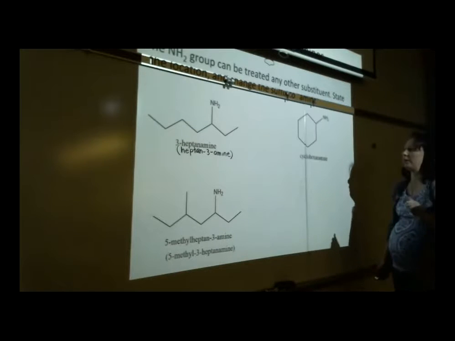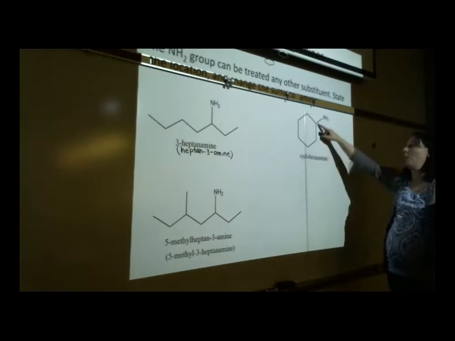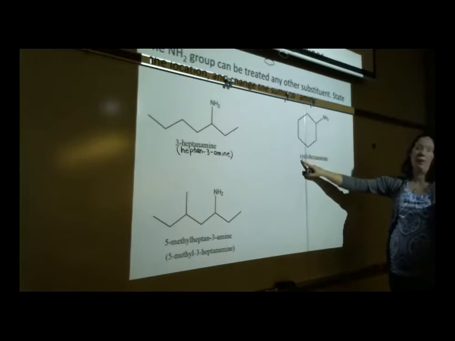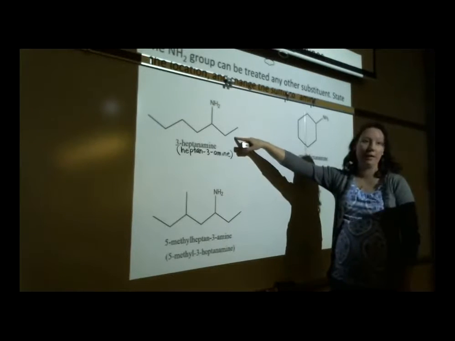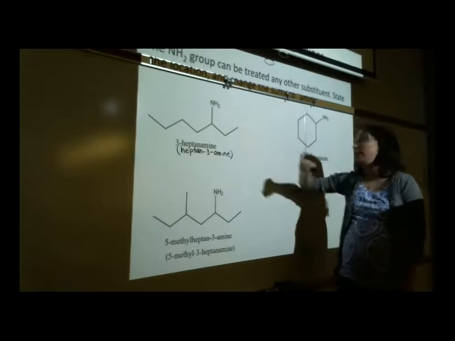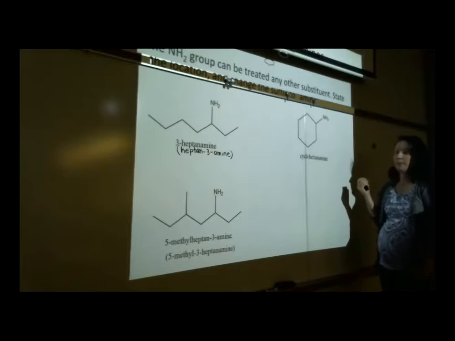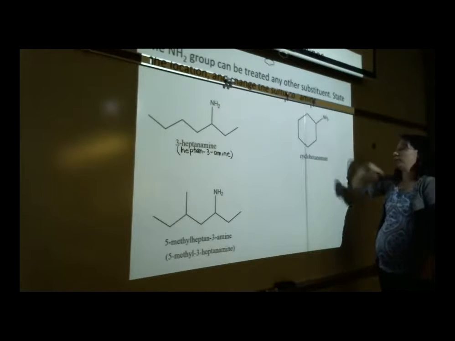Now it works the same in a ring too, right? So this will be cyclohexanamine. Why is the 1 not needed in a ring? It would definitely be needed in a linear chain, right? If the NH2 were on carbon 1, you'd have to put 1-heptanamine. Why don't you have to put the 1 if there's no other substituent? That's by definition number 1, right?